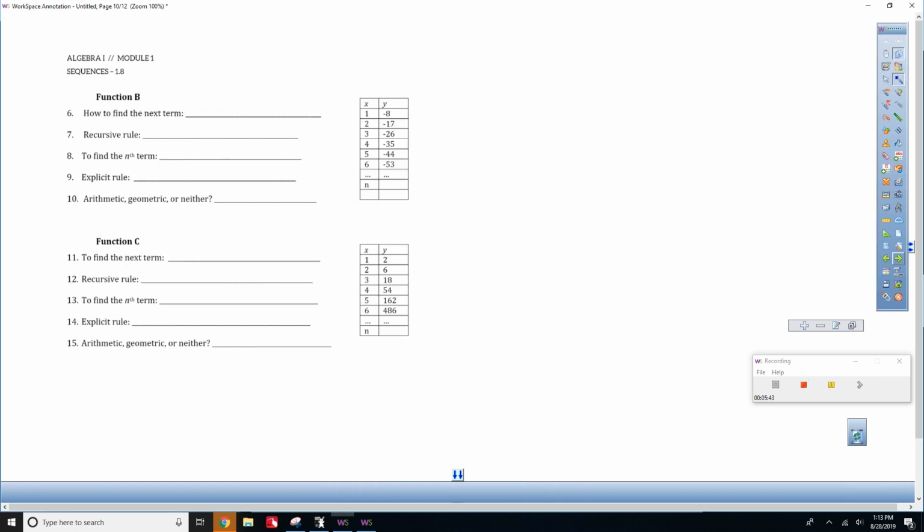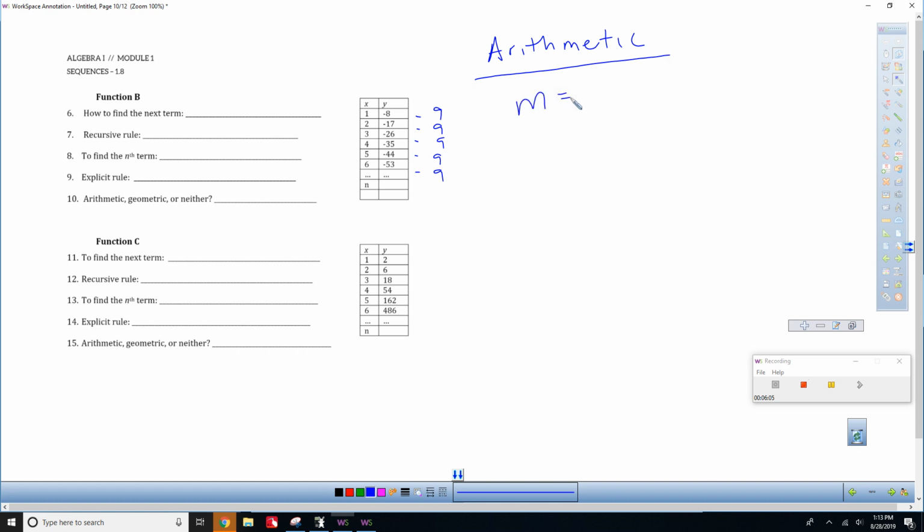Alright, we're not going to do all of these, but I'm going to do enough that I think I'll show you. Each time here, we are subtracting 9. So we're getting smaller by 9 every time. That means this is arithmetic. Okay? The slope is -9.